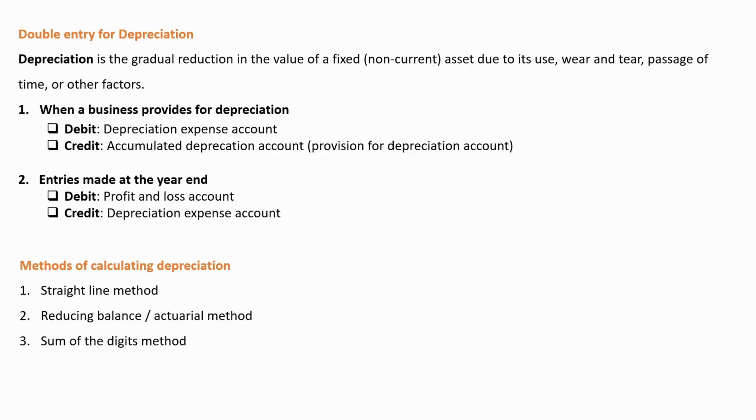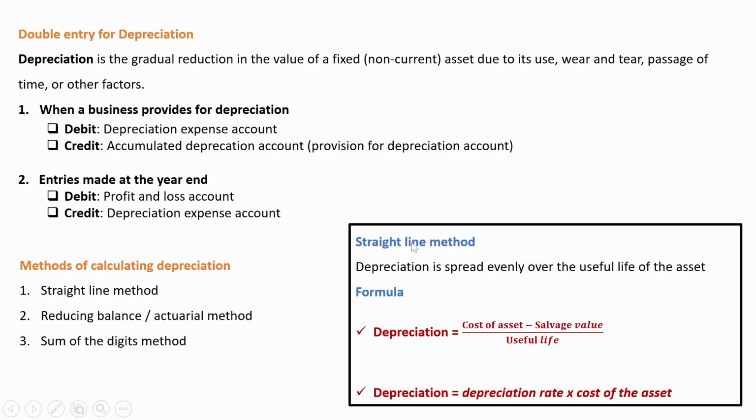So we have methods of calculating depreciation. We have 3 of them. We have the straight line method. We have the reducing balance method, which is also known as actuarial method. We have sum of the digits method. We are going to be looking at these 3 methods, starting with number 1, the straight line method.